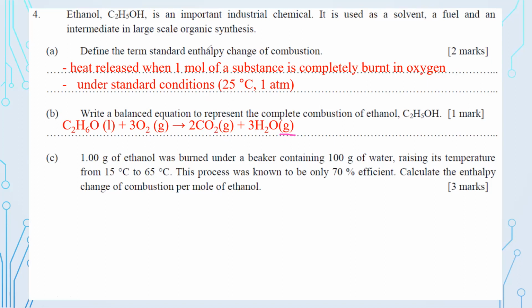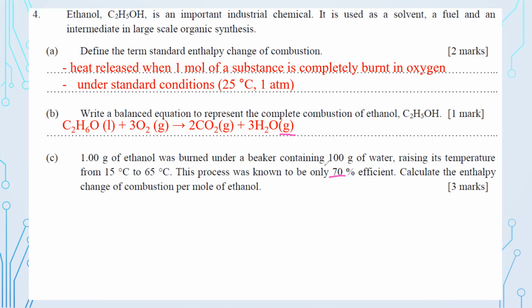Then C, 1.00 gram of ethanol was burned under a beaker containing 100 grams of water, raising its temperature from 50 degrees Celsius to 65 degrees Celsius. The process was known to be only 70% efficient. Calculate the enthalpy change of combustion per mole of ethanol.